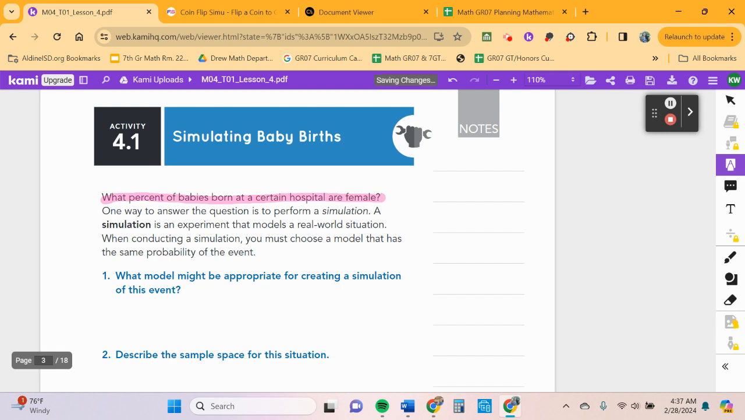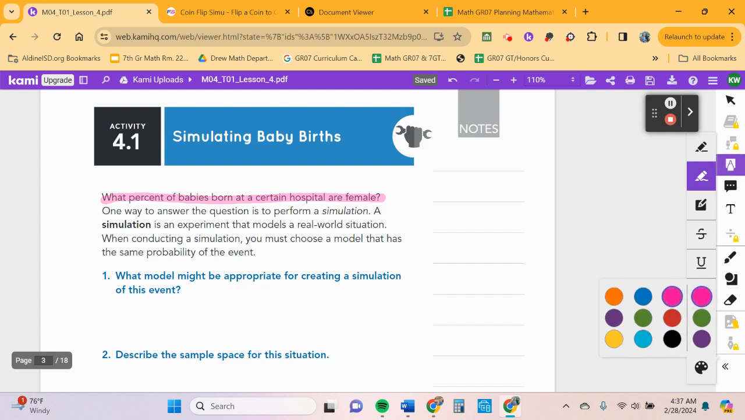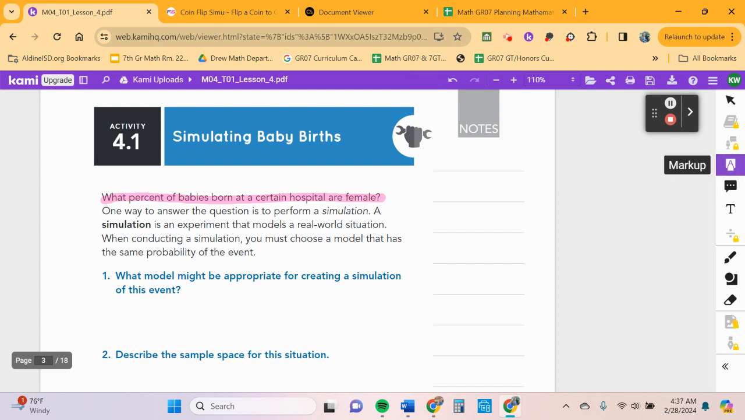One way to answer the question is to perform a simulation. We've got that vocabulary word coming up, so get your pencils ready. A simulation, say simulation, is an experiment that models a real world situation. So, again, a simulation is an experiment that models a real world situation. When conducting a simulation, you must choose a model that has the same probability of the event.